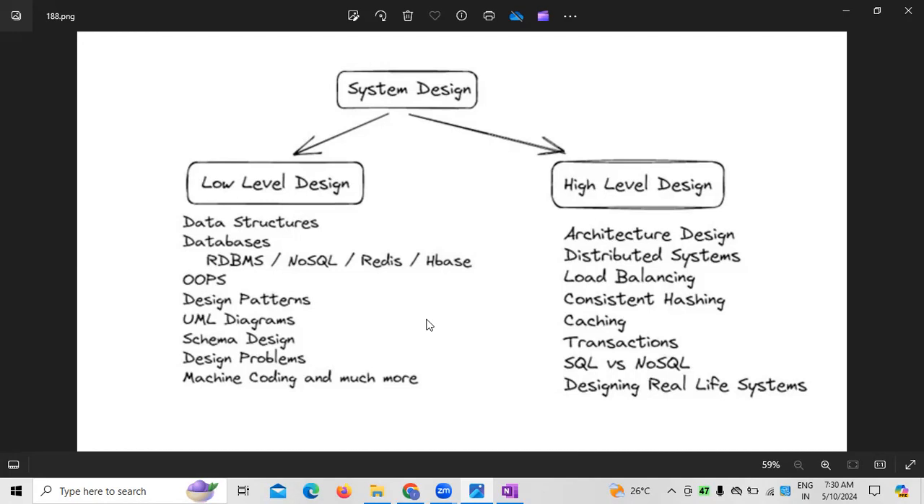Sorry, Raj, quick question. Are you talking about low-level designs over here or the high-level design? I'm talking about high-level design now. Okay. I'm not going into low level. Again, in low level, you will know well.